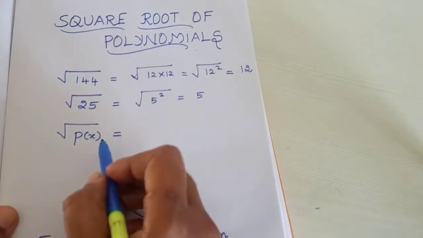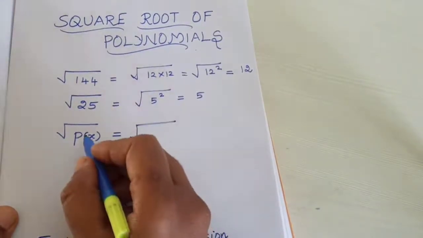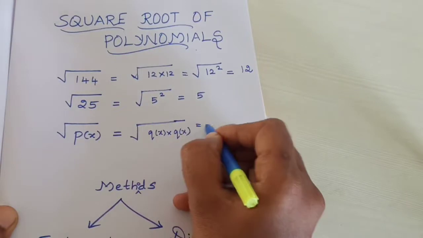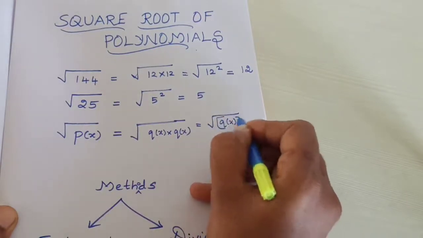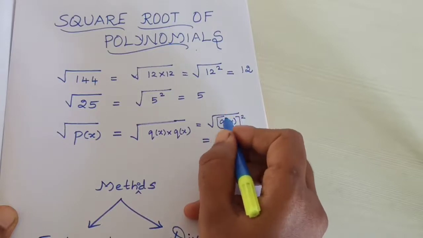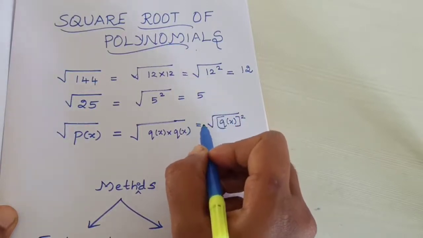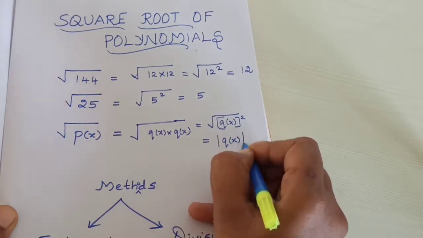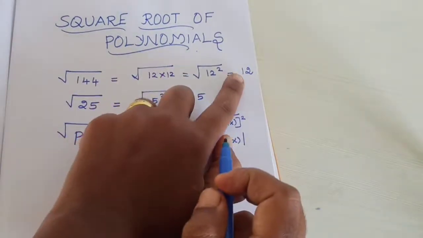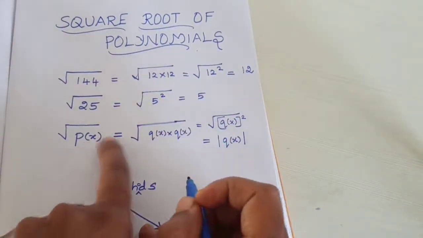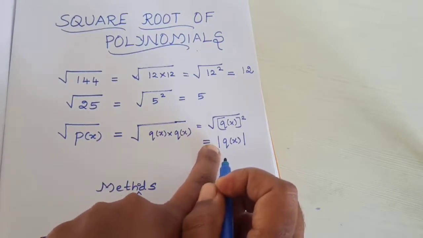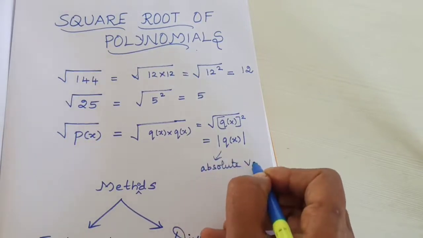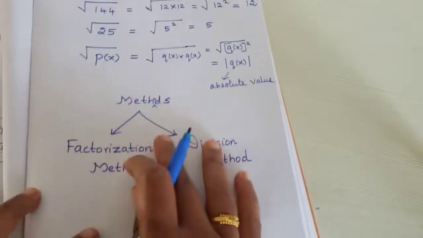But the only change for polynomials is, suppose you multiply q of x into q of x, we are getting p of x, which means the answer is q of x the whole square. The square and root get cancelled, and the only difference is you write that expression inside a modulus, that is, absolute value. For numbers, you can simply write it, no problem. For a rational expression, you write that inside the modulus. That means the value is called the absolute value. That's all.